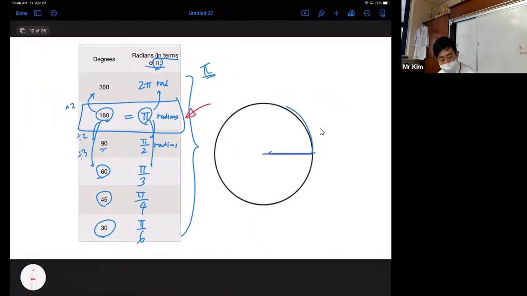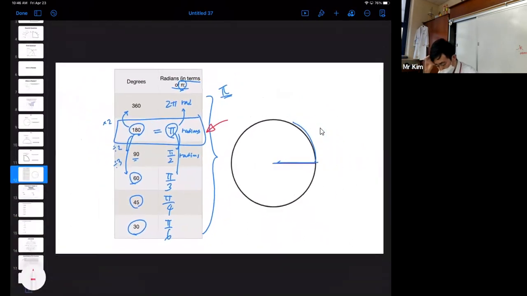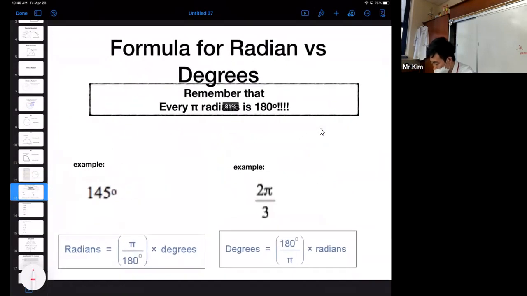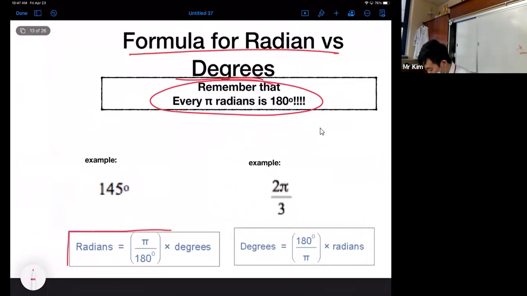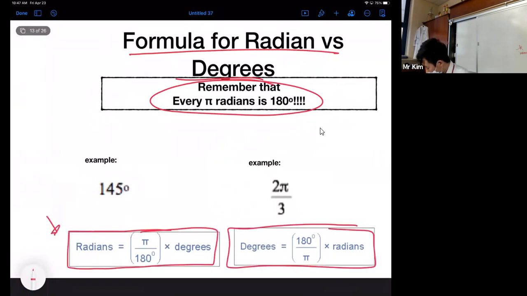And then I'm off to the last slide of the day. I'm going to give you two questions, and I'm going to give you formulas as well, and I need you to write this down, okay? So the formula for radians versus degrees. I need you to remember that every pi radians is 180 degrees. And if you want technical, really nice formulas to do that, here we go. That's how you can always do it.